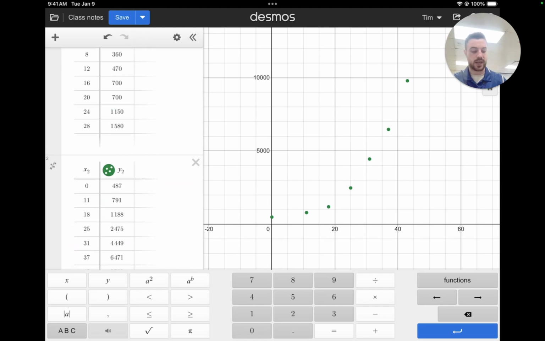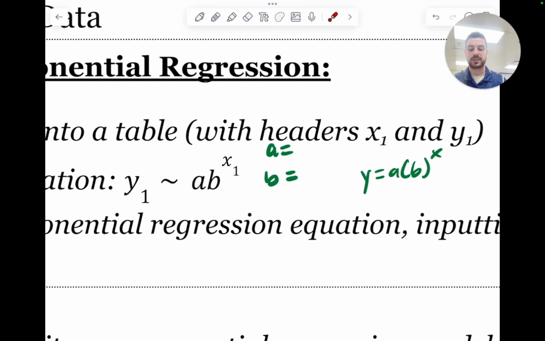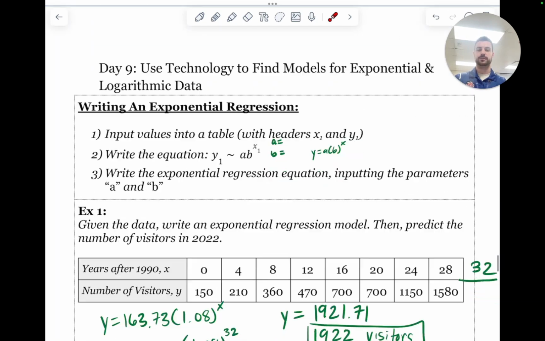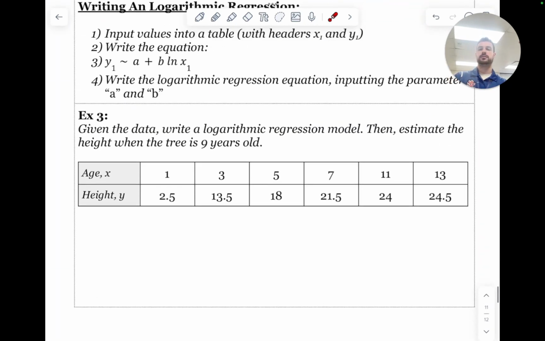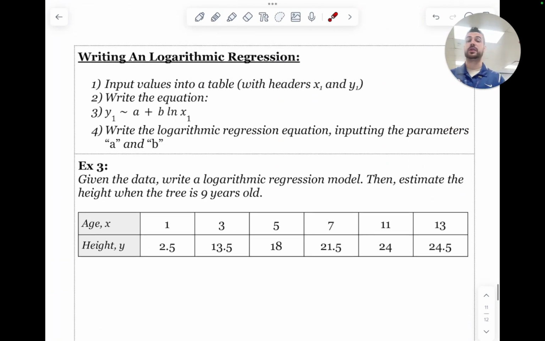All right, so now we are also going to take a look at an example for a log regression. Log regression is going to be very similar. We take the table of values we are given. We are going to plug into our calculator or Desmos, and we are going to create a table. Then we are going to write our regression equation, which is right here, to tell our calculator, hey, give us an equation that models the data.